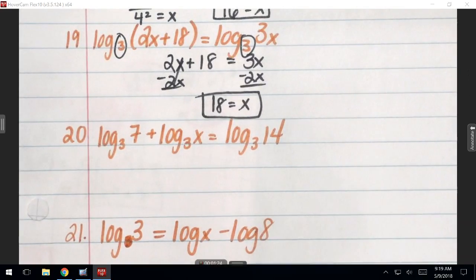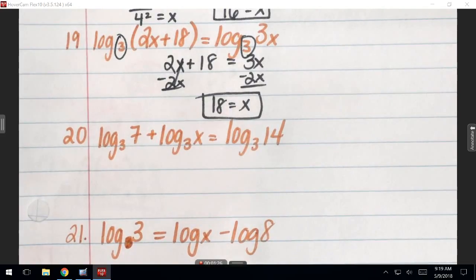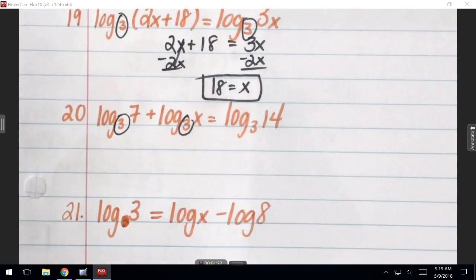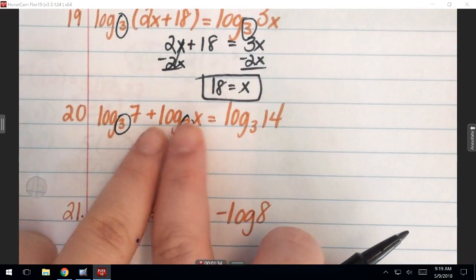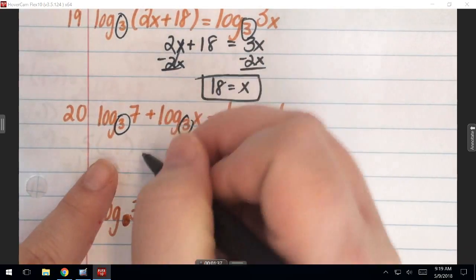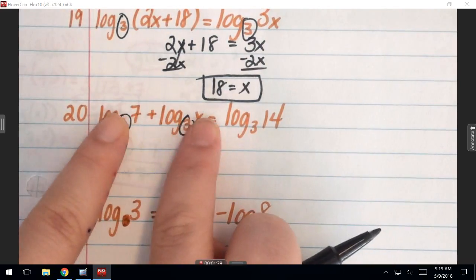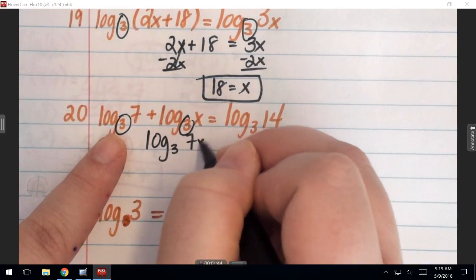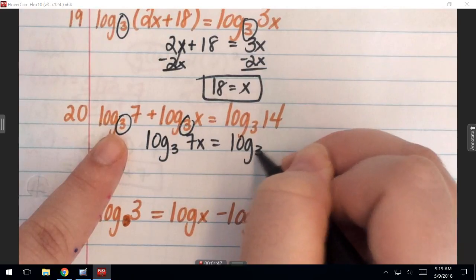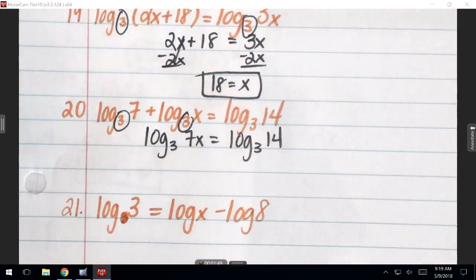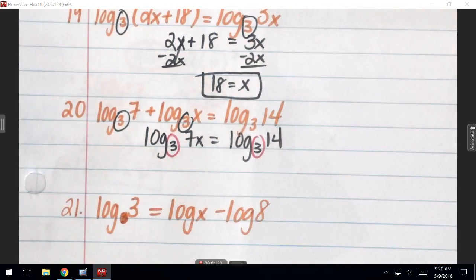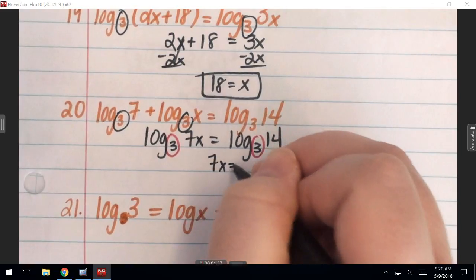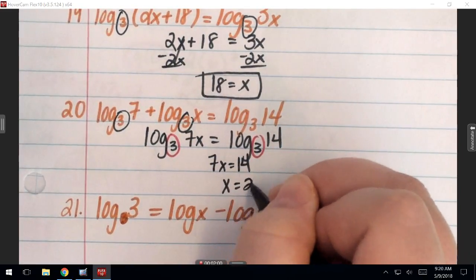It's strange. Okay, on number 20, there's a rule that says if logs have the same base, which they do, and we're adding them, we can really take the terms inside and multiply them. So if we see 2 logs with the same base and they're added, we can actually multiply the numbers. So it's log base 3 of 7x equals log base 3 of 14. But now, since they both have the same base of a 3, I can ignore that log base 3 and go straight to 7x equals 14. So x equals 2. Yay.